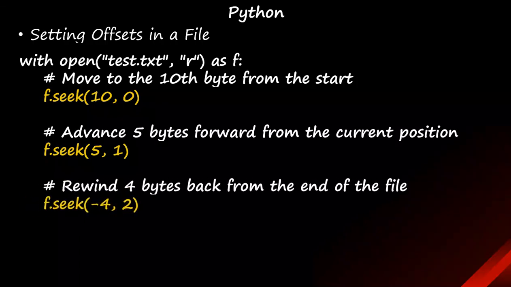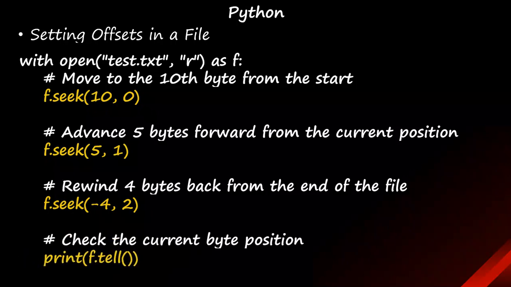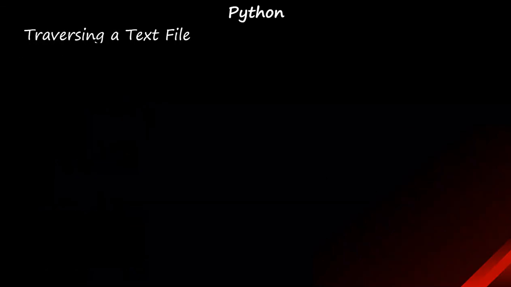f.seek(-4, 2). Here 2 means the end of the file. So from the end of the file, it will move backward to the 4th position. So you can jump from the forward position to forward, or from the current position backward. Like this, you can check positions and tell positions using these two methods, seek and tell.